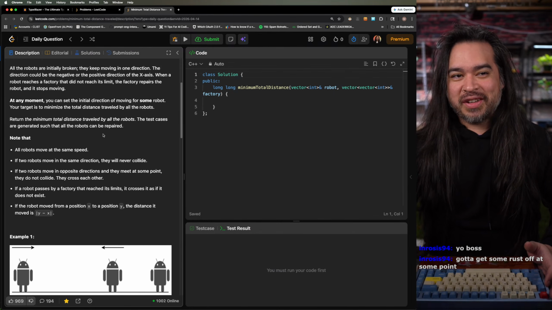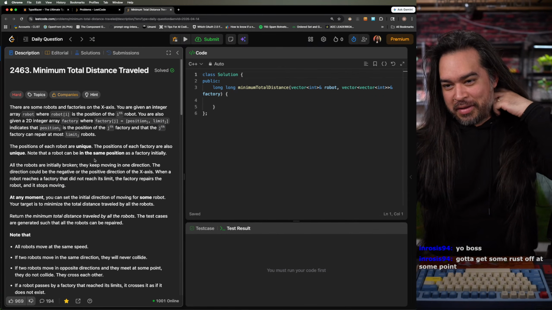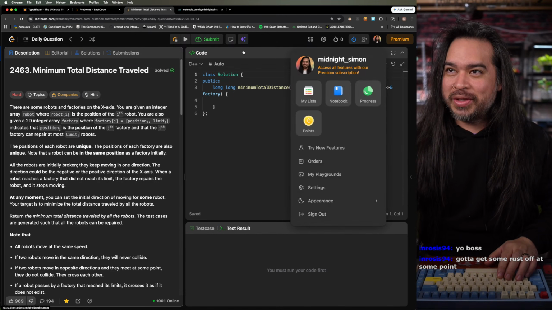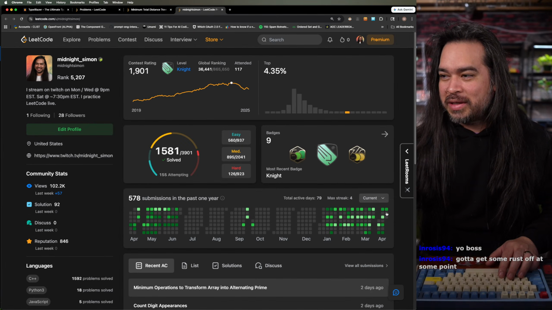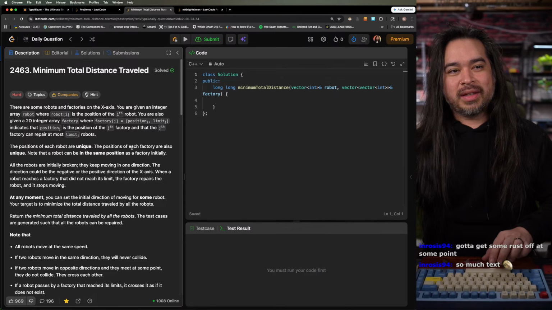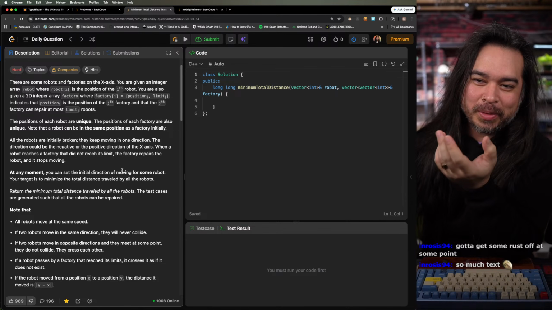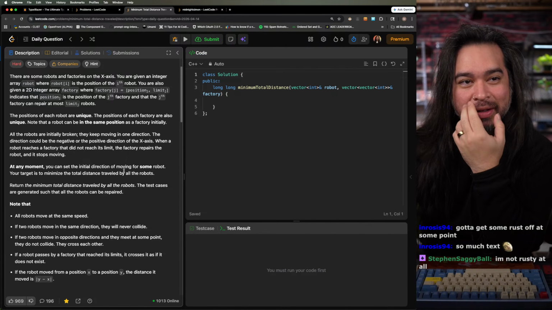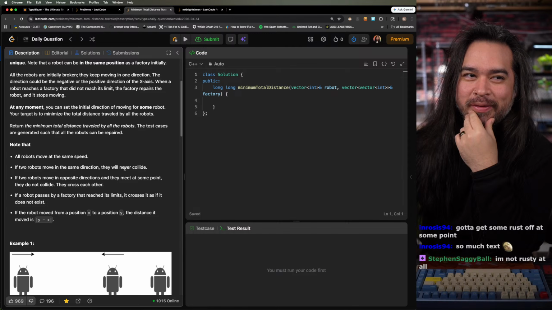Gotta get some rust off at some point. When was the last time you LeetCoded, man? I feel a little bit rusty, even though I've been practicing for the last few months, kind of. Yeah, I've gotten the last 3 months in, and I'm still feeling rusty, man. So much text, that's how I feel. So much to focus on. Not rusty at all. I don't believe you, man.